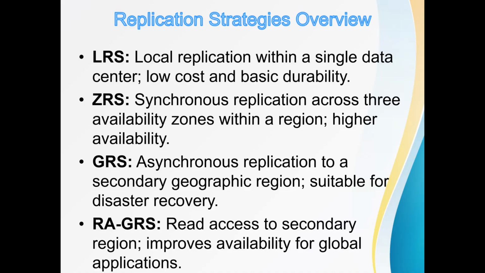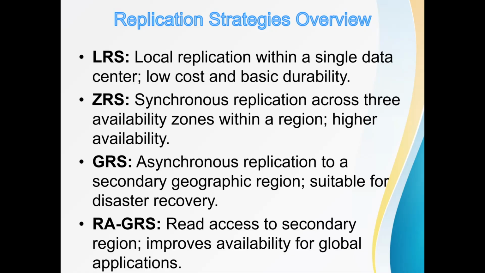So there are different replication strategies for these storage services. We can have LRS, which is locally redundant storage. It is a local replication within a single data center. If we want low cost, basic availability, then we can go with LRS. ZRS is synchronous replication across three availability zones within a region. Within the same region, we can have different availability zones, and there will be synchronous replication of data across these zones. It is for higher availability because the data gets stored in multiple zones.